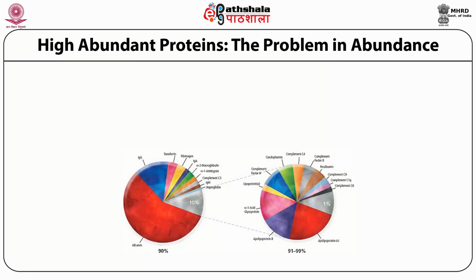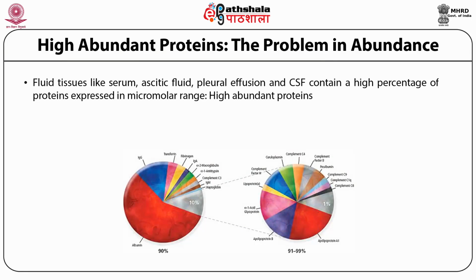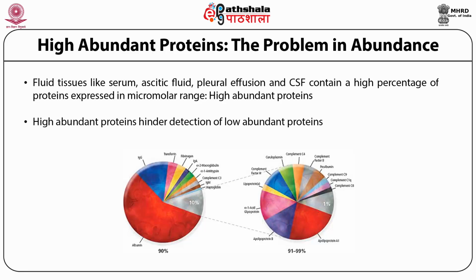High abundant proteins. Fluid tissues like serum, ascitic fluid, pleural effusion, and cerebrospinal fluid contain a high percentage of proteins expressed in micromolar range. These proteins are called as high abundant proteins. High abundant proteins hinder the detection of low abundant proteins. This reflects when there is more noise as compared to the signals that are obtained on the gel pattern.